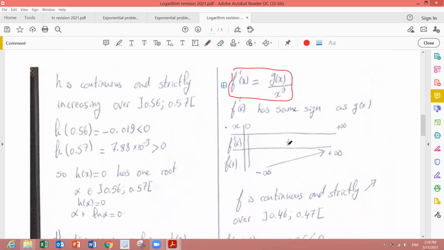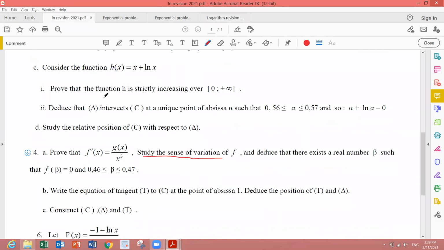So f is increasing. At 0, we get minus infinity. And at plus infinity, we get plus infinity. And deduce that there exists a real number beta such that f of beta equals 0, and beta is between 0.46 and 0.47.